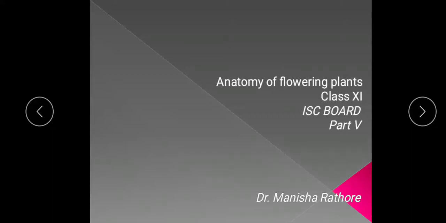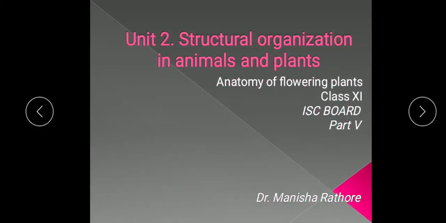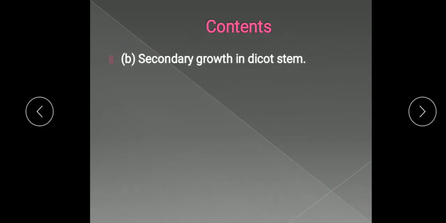Good morning, dear students. Today we will study the next part of Unit 2, that is structural organization in animals and plants, and we were doing the anatomy of flowering plants. So in the next part, this is part 5, we will study the secondary growth in dicot stems.